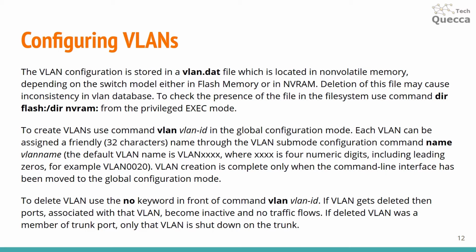VLAN creation is completed only when the command line interface has been moved to the global configuration mode. So when you type vlan and VLAN ID and then name, and then you leave this VLAN configuration mode to the global configuration mode, only at this moment the system creates the VLAN. To delete a VLAN, use the no keyword in front of the command vlan VLAN ID. If a VLAN gets deleted, then ports associated with that VLAN become inactive and no traffic flows. If the deleted VLAN was a member of a trunk port, only that VLAN is shut down on the trunk.